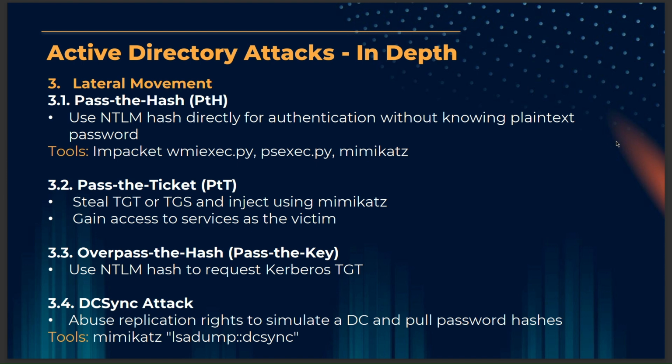The third type of attack that we have is lateral movement. Once credentials are obtained, attackers can move inside our environment. Pass the hash allows them to authenticate using the hash directly, and pass the ticket involves stealing Kerberos tickets. DCSync is incredibly powerful. It lets attackers impersonate a domain controller and pull passwords directly from the Active Directory.